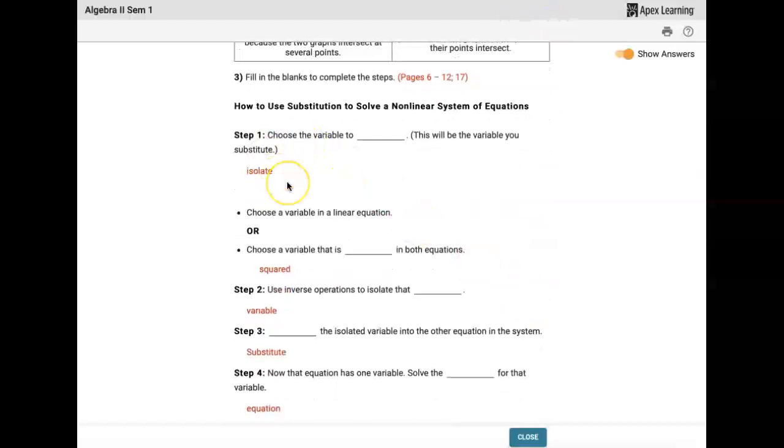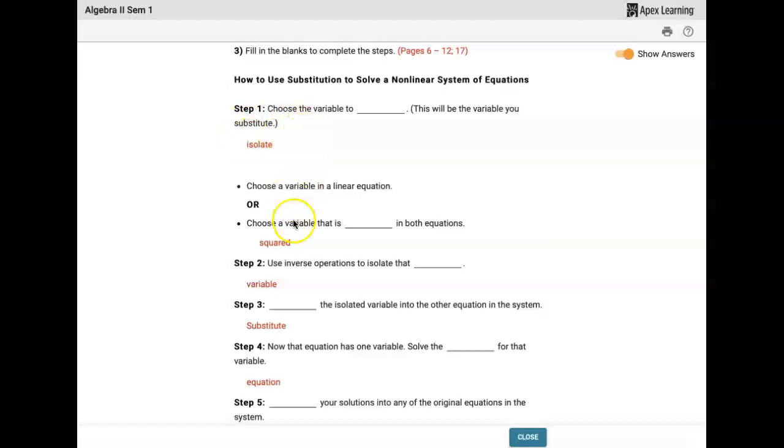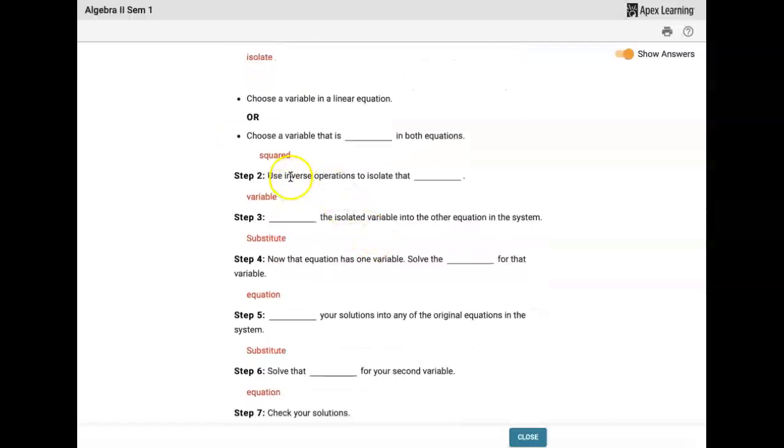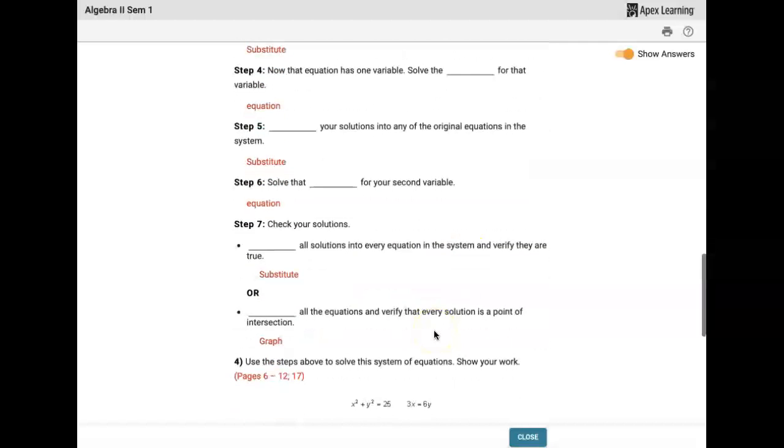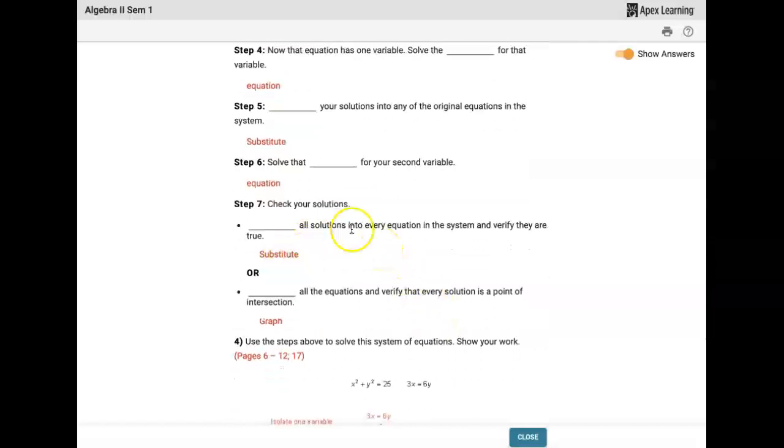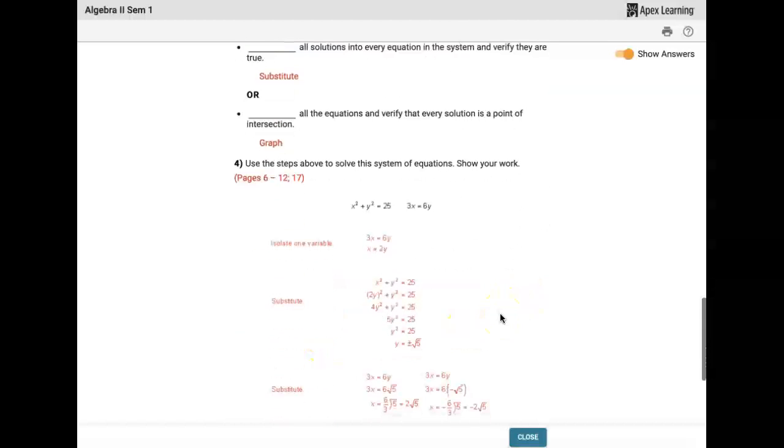Again, the steps for substitution: you need to isolate. Once you choose a variable, you either choose a variable in the linear equation or the one that is squared in both equations. Then you use inverse operations to isolate that variable. You substitute the isolated variable into the other equation, and then you solve that equation for your missing variable. Once you get your solutions, you substitute them back into the original equation, and then you solve that equation for your second variable. And then seven is check your solutions. Substitute all those solutions into every equation to verify that they are true, and/or graph the equations and verify that it is an actual point of intersection.